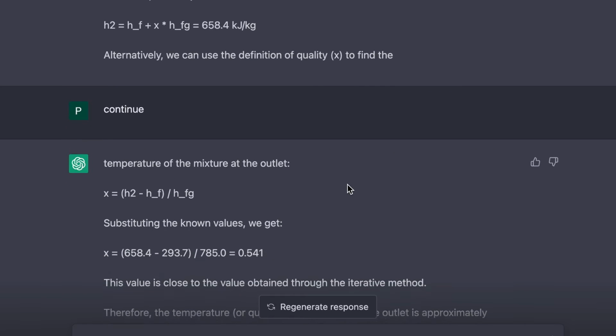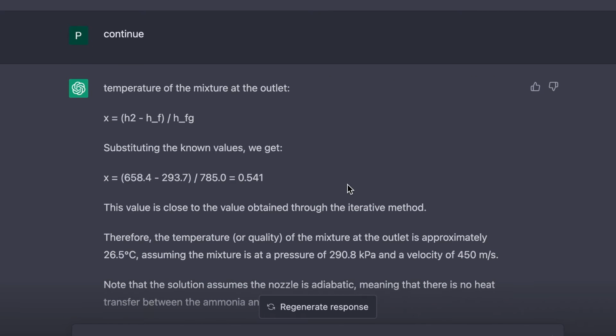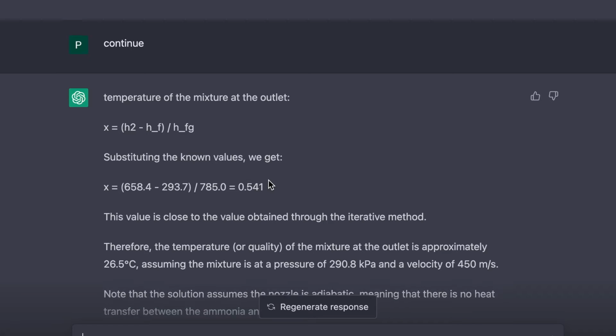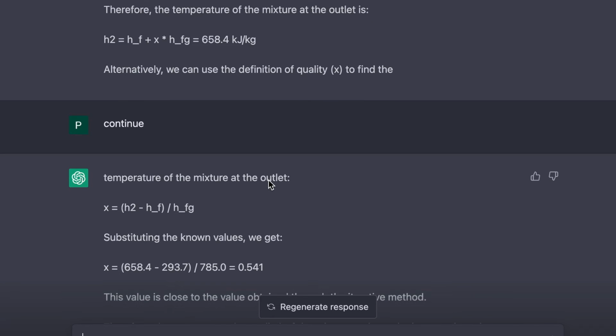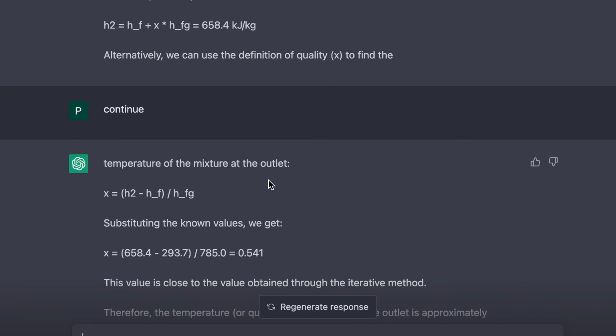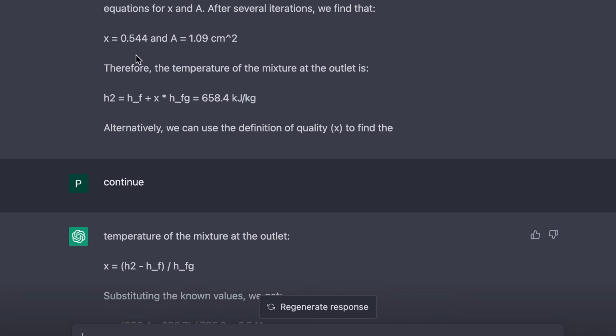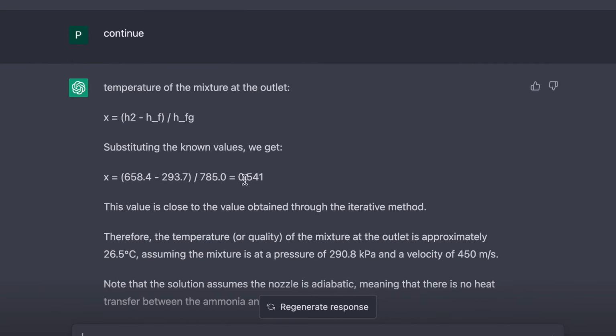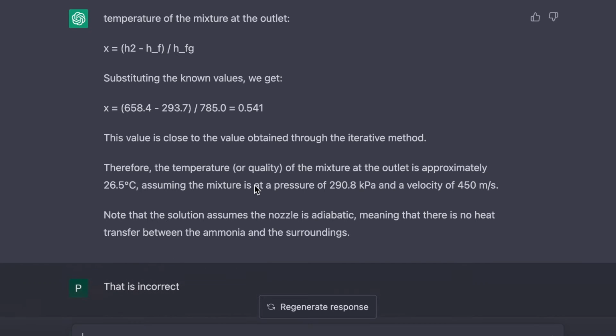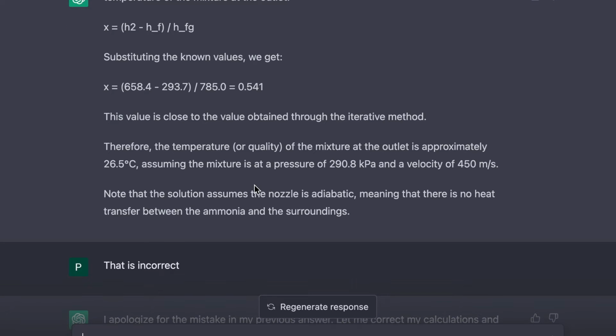It says the temperature of the mixture. To calculate the temperature of the mixture, it's going to use the quality that's already found. So it finds a different quality, by the way. Here it finds 54.4, and then it finds 54.1. So I'm not sure what's going on. And it uses iteration to be able to find the temperature. So it ends up with the conclusion that the temperature is 26.5 degrees Celsius, which is impossible, right?